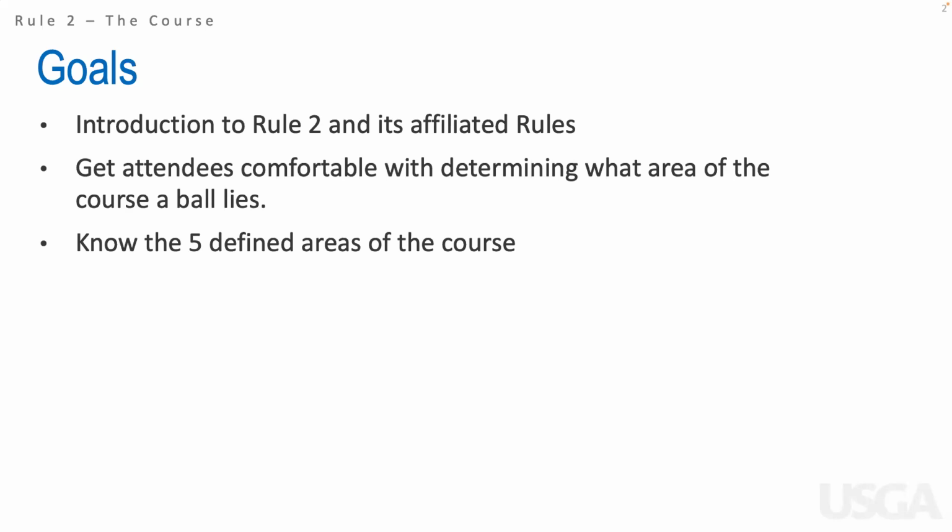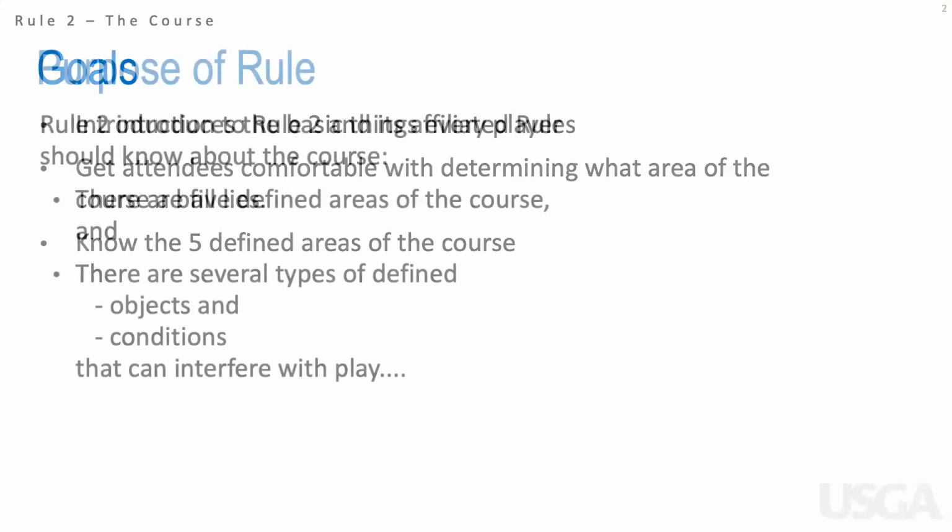So just a couple of goals for today. Hopefully you get something out of it. My hope is that it'll help you at least in your rules journey because you're here. So you obviously want to know a little bit more about the rules, but just an introduction to Rule 2 and its affiliated rules, like I said, to get you all comfortable with determining what area of the course your ball lies in, which is very important, as you'll see here in a little bit. And finally, if anything, you'll at least know the 5 defined areas of the course. So if you can repeat those 5, then I think we've accomplished one of our goals for today.